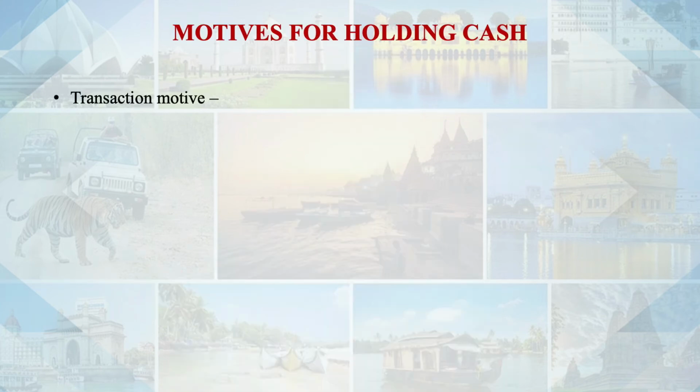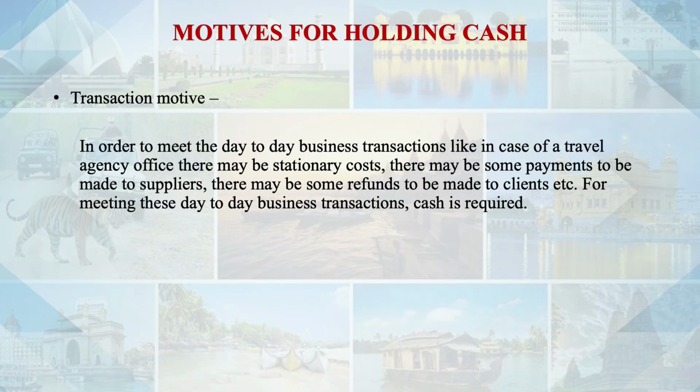First is the transaction motive, meaning day-to-day business operations. If you are running a travel agency, there are some day-to-day business transactions. There may be some stationery costs, some miscellaneous expenses, some bills that need to be paid immediately, and some payments to the suppliers that need to be made. All of these are day-to-day business transactions.